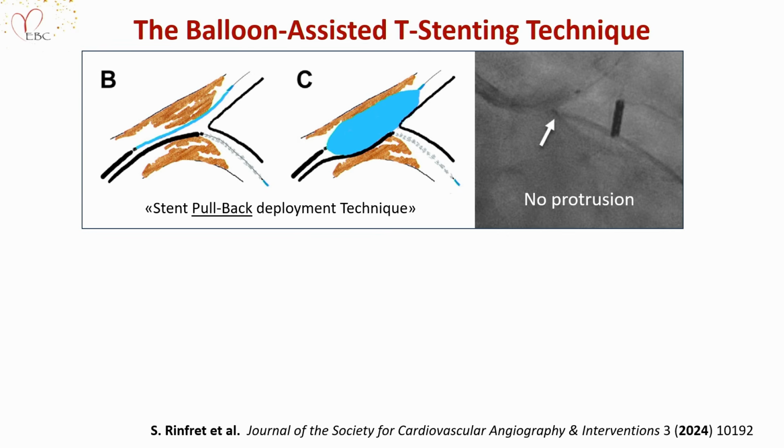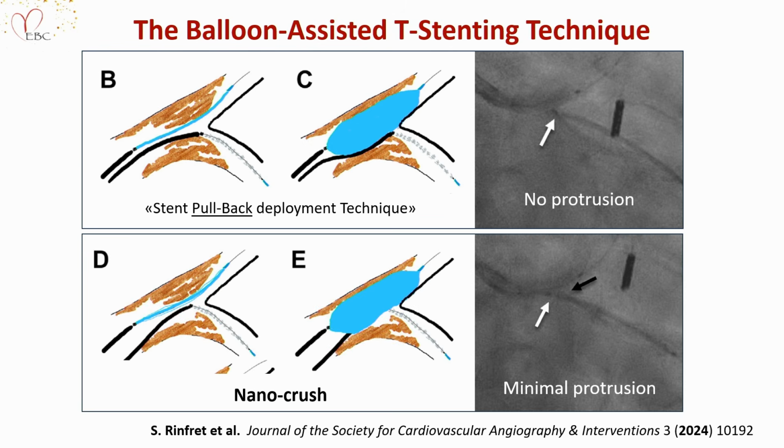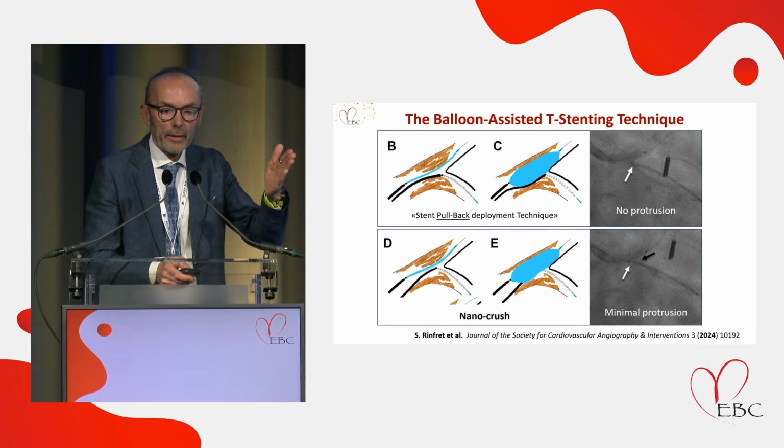This is no protrusion. It's the first part of this paper, which is about nano-crush, because the second part is to protrude a little and create a nano-crush before the stenting technique. So I use the nano-crush. For me, it's very simple to go because I use it routinely when I do the two-stent technique. So we'll go with the balloon and then create this.